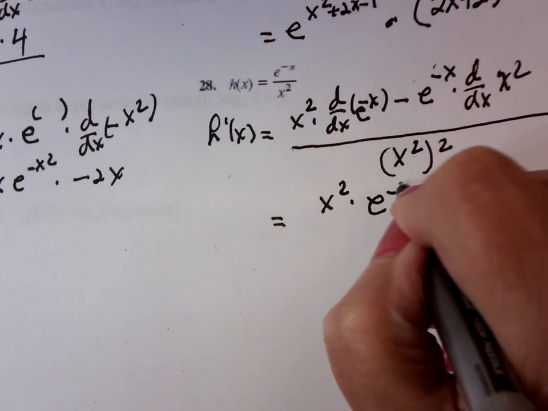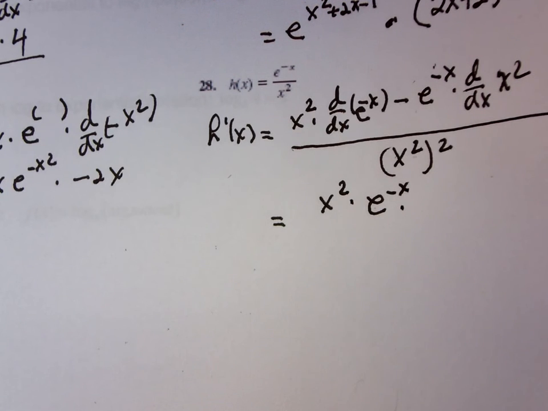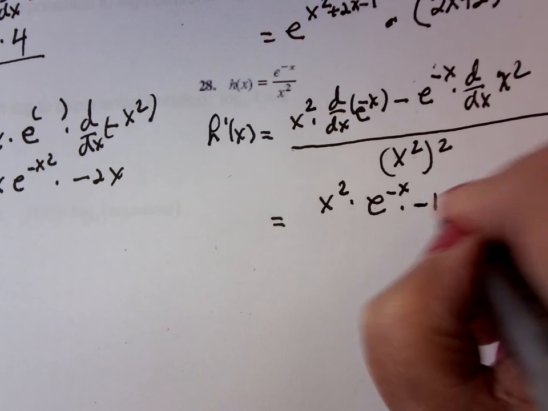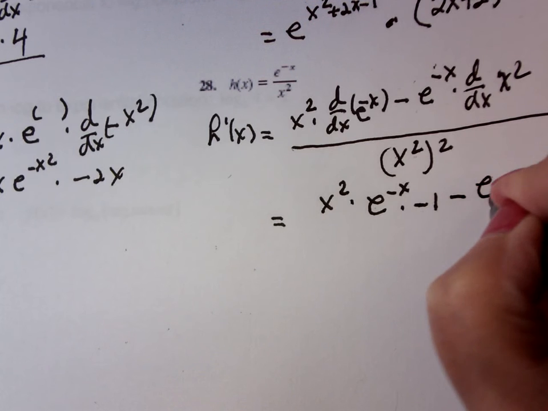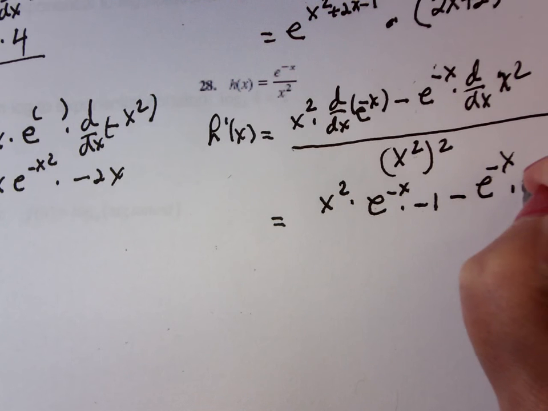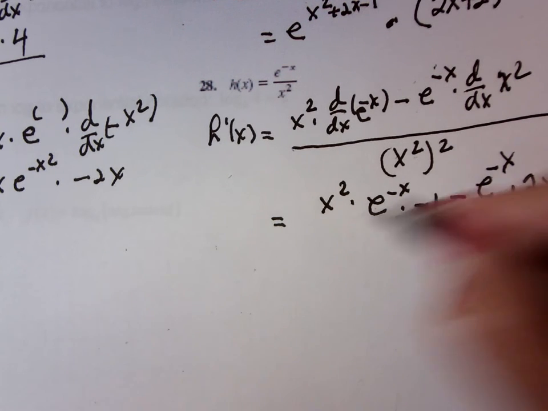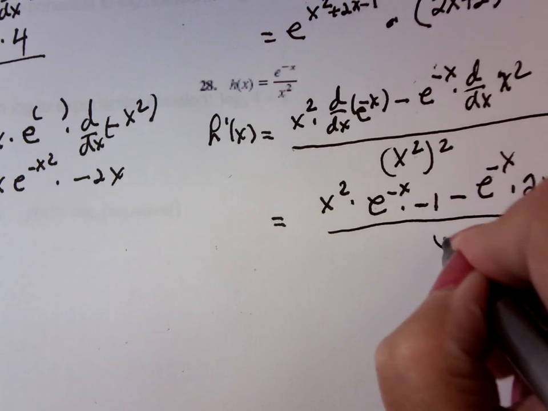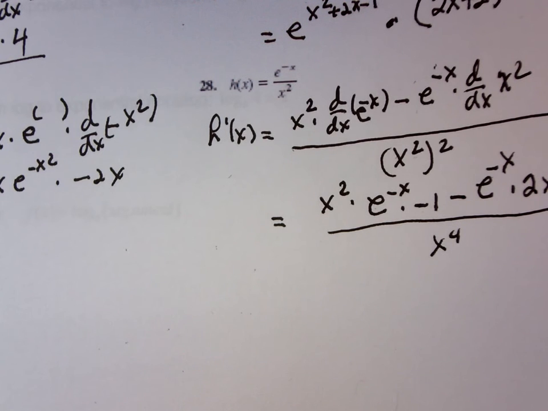E to the minus x times -1, minus e to the minus x times the derivative of x squared, which is 2x, right? All over x to the 4th. And again, the greatest common factor is going to be e to the minus x.